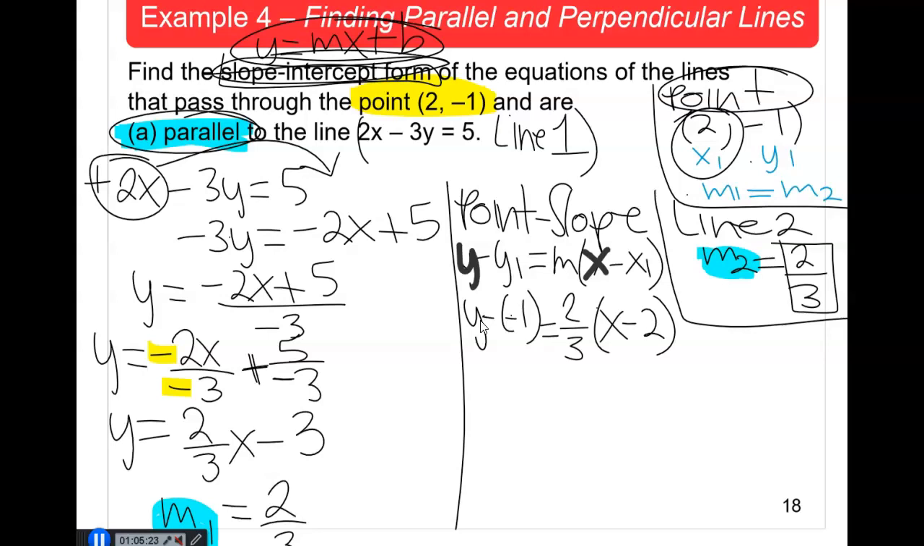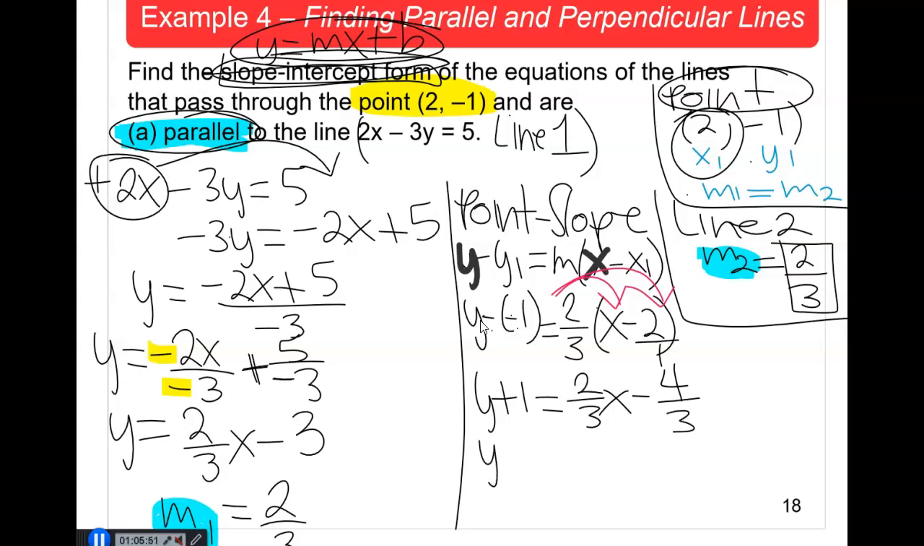Now let's simplify this, double negative, so we have y plus 1 equals, I'm going to distribute the 2/3 here and here. So that's going to give me 2/3 of x minus 2/3 times 2. We multiply numerator with numerator. That will be 2 times 2 is 4. And denominator with denominator, 3 times 1 is 3.